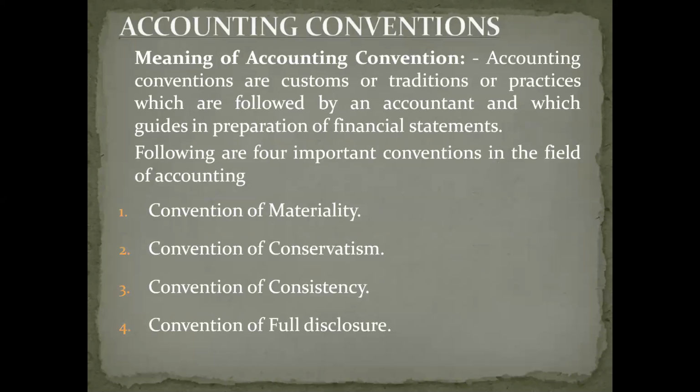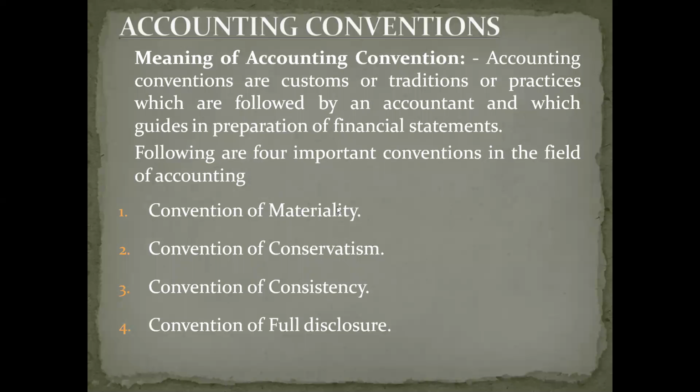concept. Then later we discussed conventions. Conventions are nothing but certain traditions, customs or practices which every accountant will follow at the time of preparing financial statements of the company. They are called conventions. And in the field of accounting, there are four conventions. First is convention of materiality. Second is convention of conservatism. Third is convention of consistency. And fourth is convention of full disclosure.